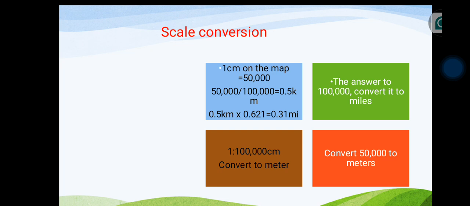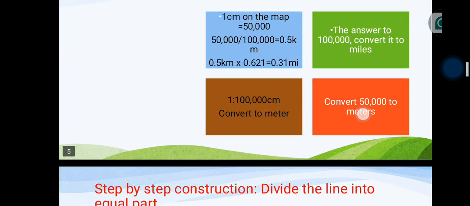So you will do this as an assignment. You have to convert 100,000 centimeters to meters. Then the answer of 100,000 centimeters, you now convert it to miles. You also convert 50,000 to meters. That's an assignment for you. So do that.